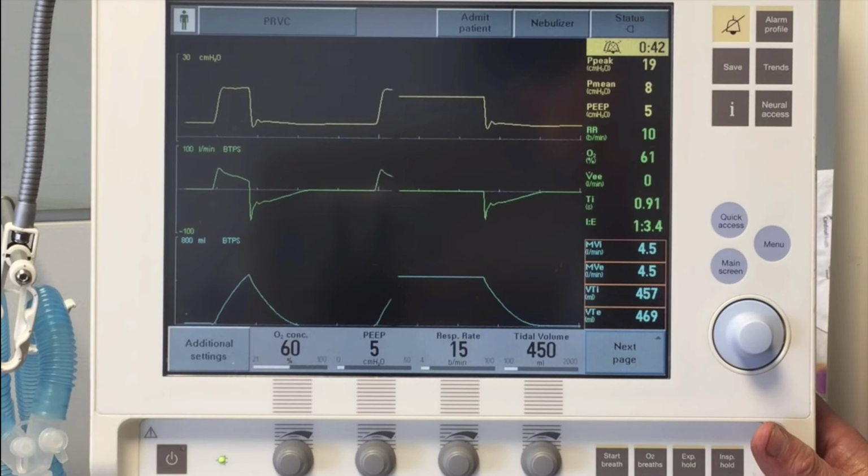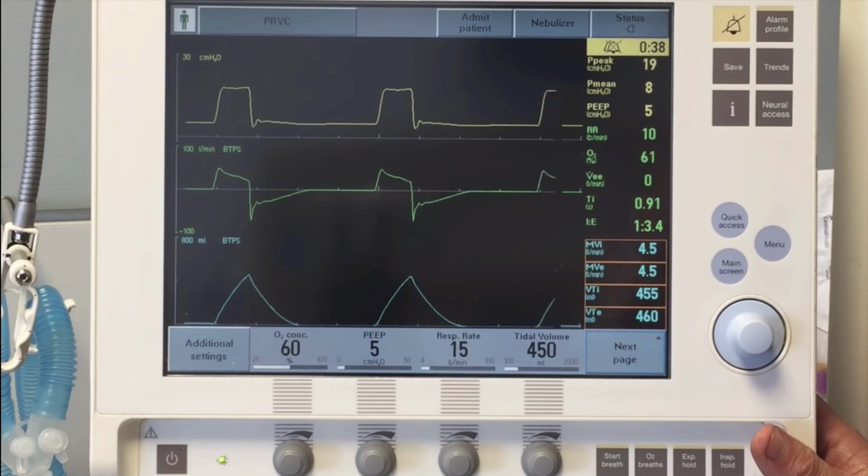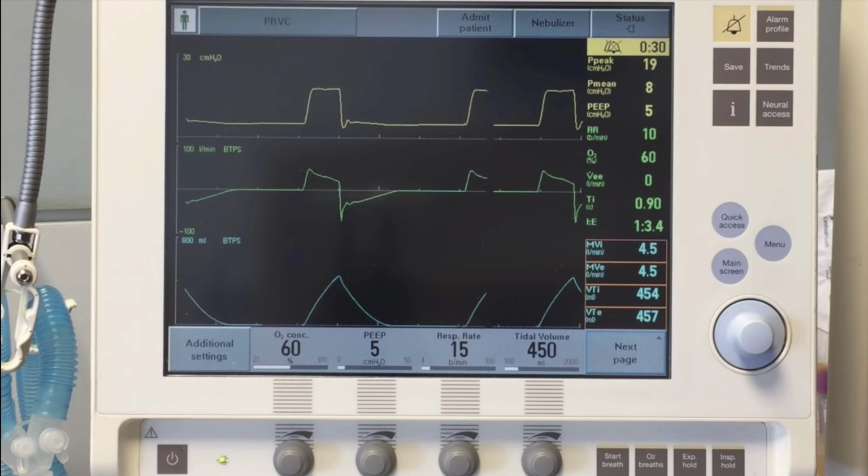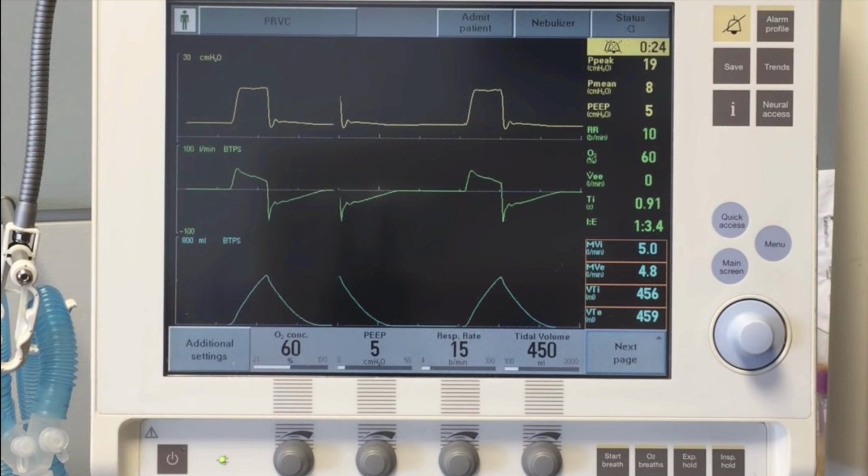If somebody has a high peak airway pressure and a high plateau pressure, it means the problem is intrinsic either to the lung or to the chest wall. And if it's a high peak airway pressure with a normal plateau pressure, you've taken away flow, and therefore it's problems with airway resistance or somebody's biting on the endotracheal tube.